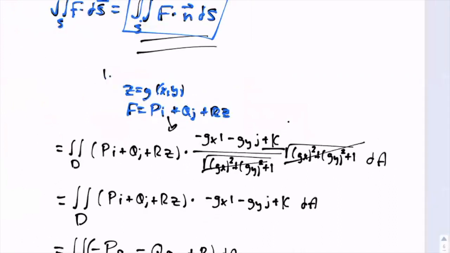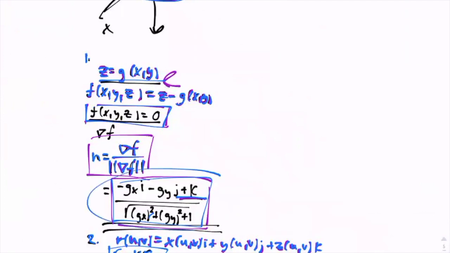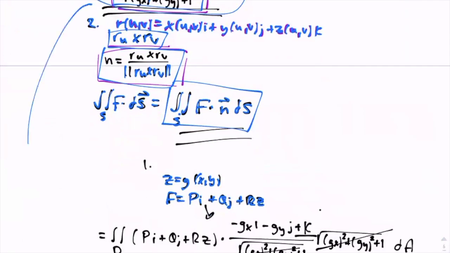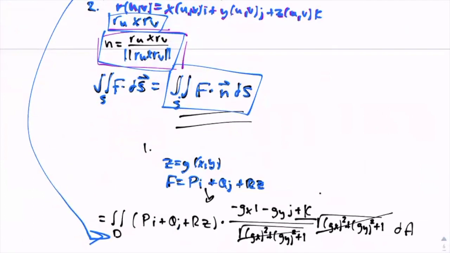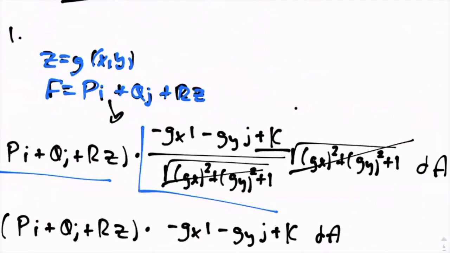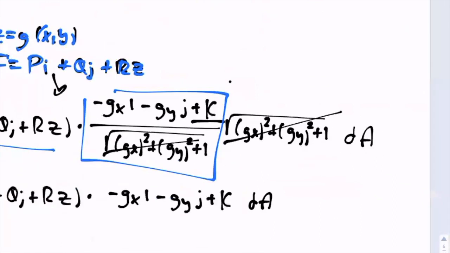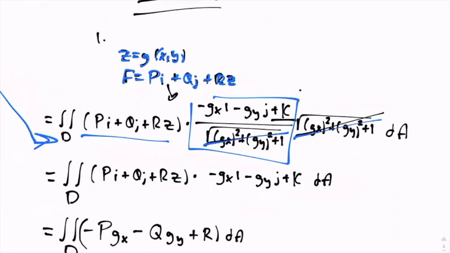So plugging in our normal vector from all the way up here, this value right here, we get our vector field dotted with our normal vector value, and then we can also substitute in our dS value, which from previous chapters we know is the root of partial g with respect to x squared plus partial g with respect to y squared plus 1 dA. And when we simplify this, we see that these two square roots cancel out.